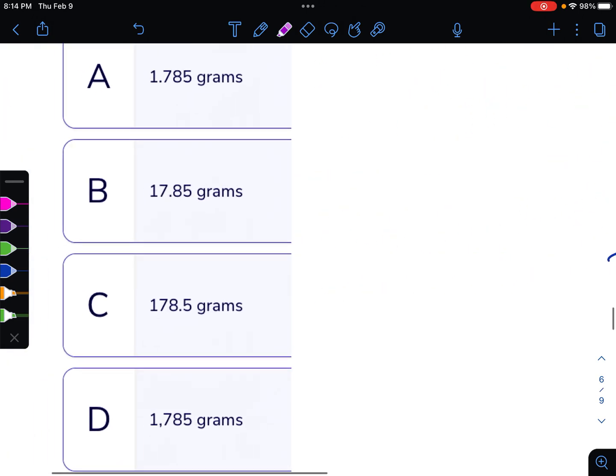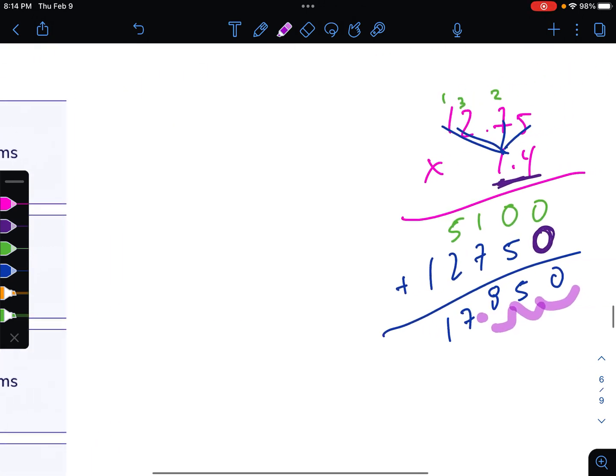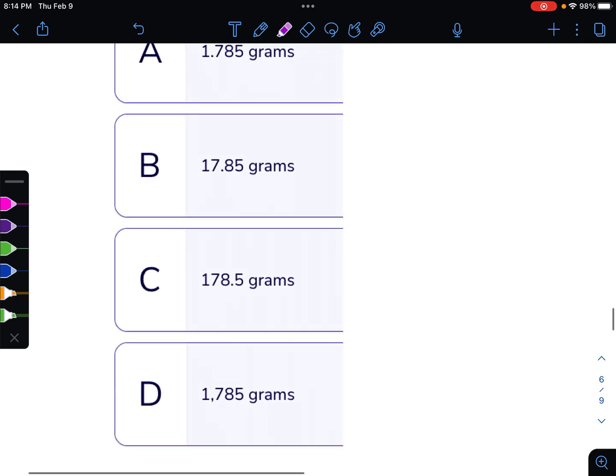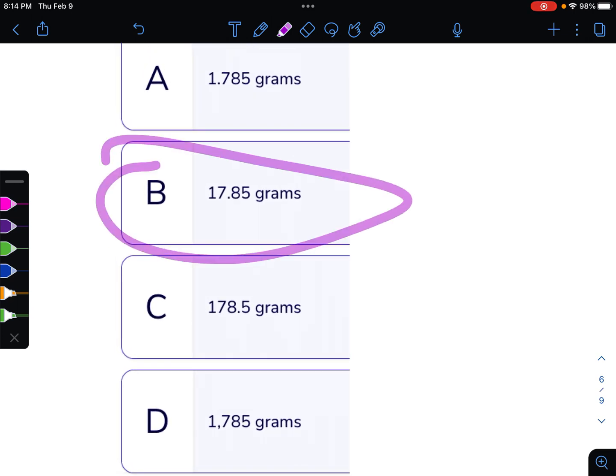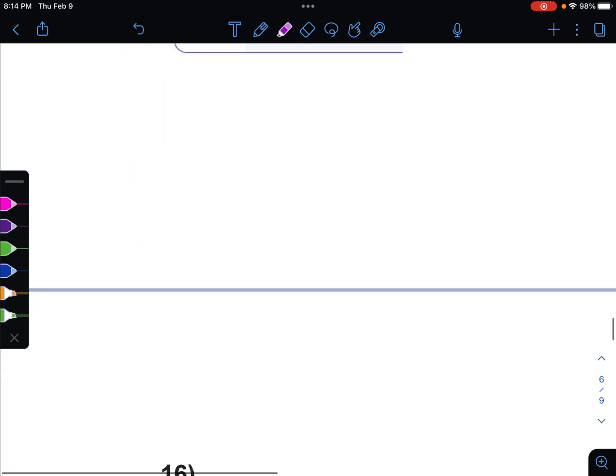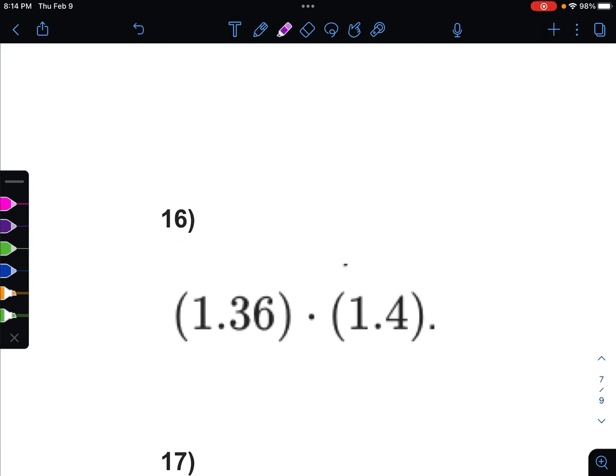It's like 17.8. Is that one of my choices? 17.85. Oh, there it is. Ding, ding, ding! Way to go, you're a winner. Speaking of winner, let's be a winner on problem 16.